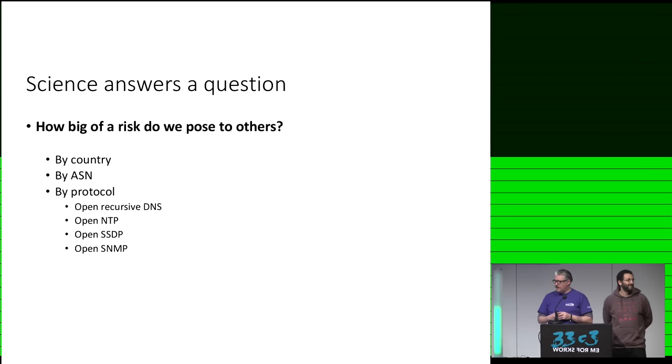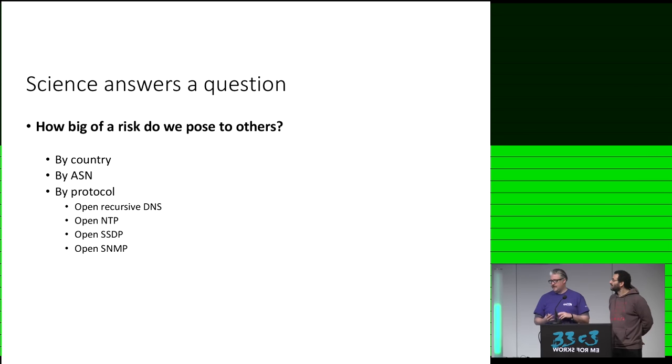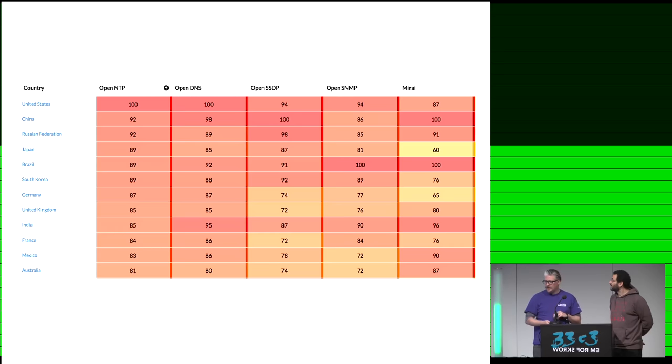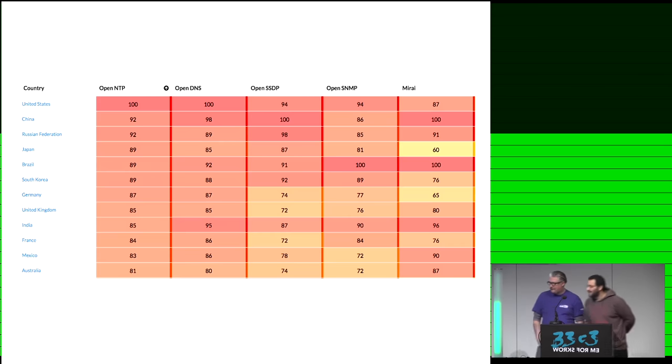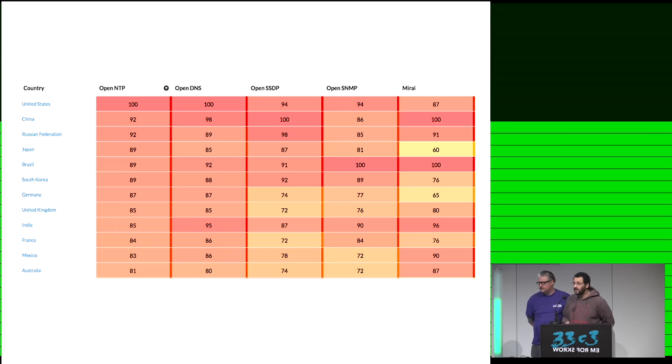So we're focusing on countries, ASNs, and protocols. And the protocols we're interested in currently, and we will expand in the future, are DNS, NTP, SSDP, and SNMP. So I'll hand back over to Aaron to talk a little bit about the rankings. All right. So thanks. Currently, we started small with these couple of protocols because they can be used for UDP amplification attacks.